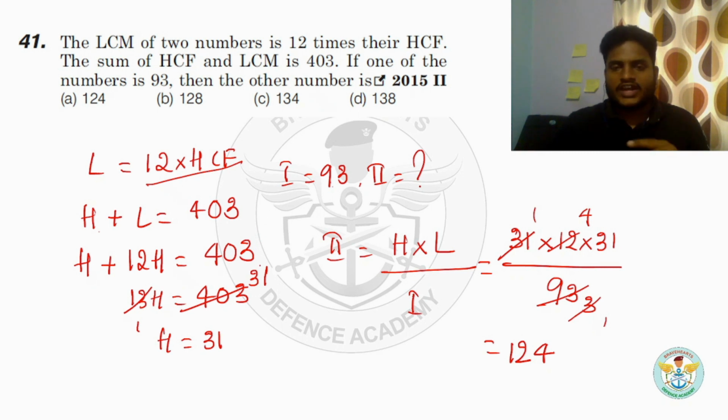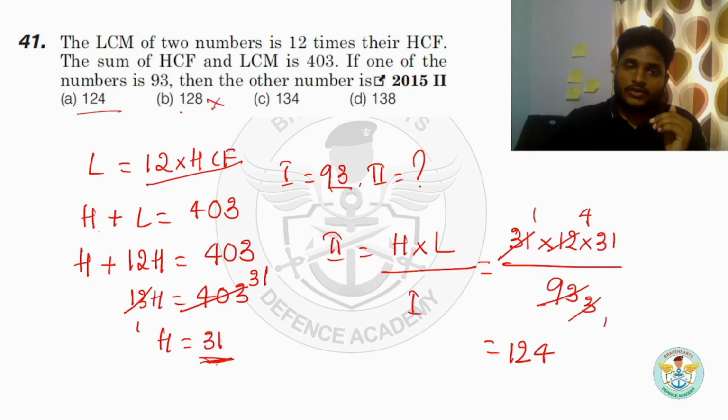What is one more way? As I pointed out, your HCF 31 has to divide both the numbers. Here one number is 93 and one more number has to be in your options. So as soon as you find your HCF, you can check the options which will divide these numbers. Will 31 divide 124 or not? If you check, then it is dividing. It is not dividing 128. You will not get 128 in the 31 table. You will not get 134 in the 31 table. You will not get 138 in the 31 table. This is also one more way of doing it.